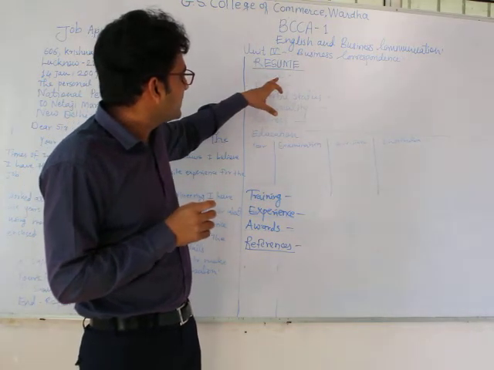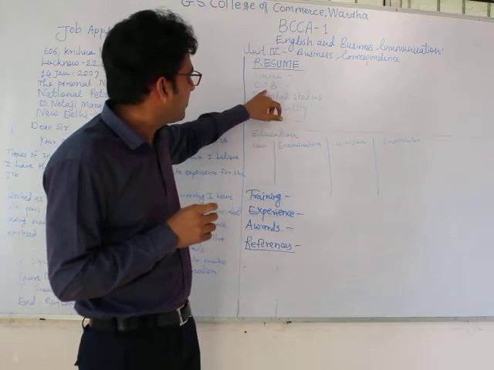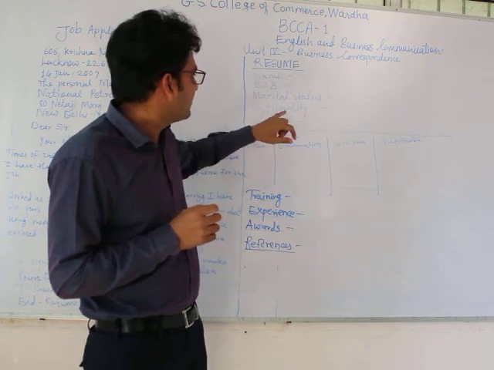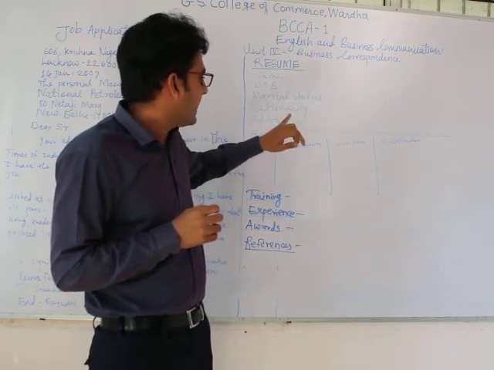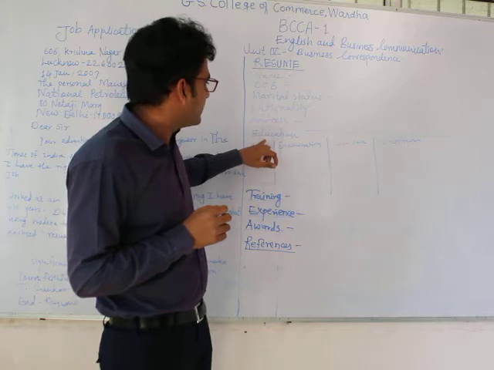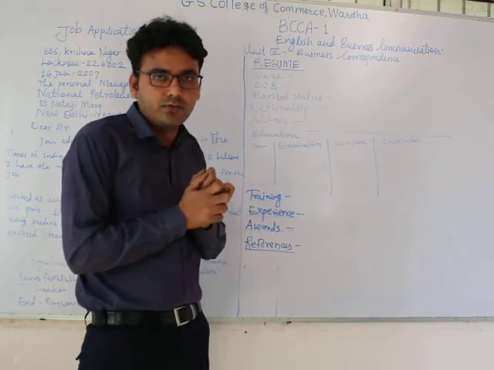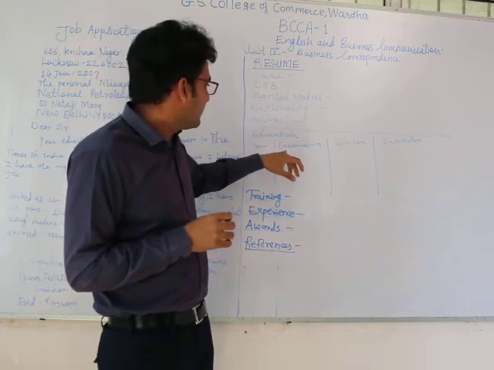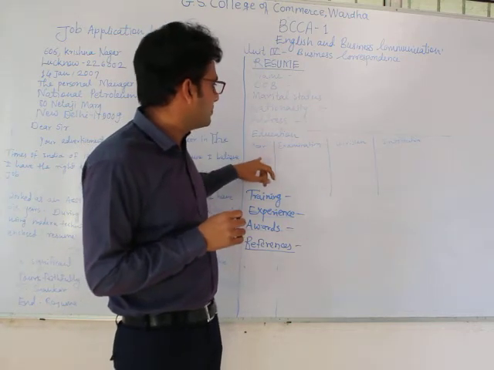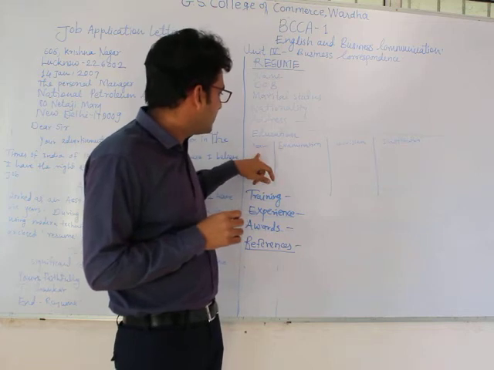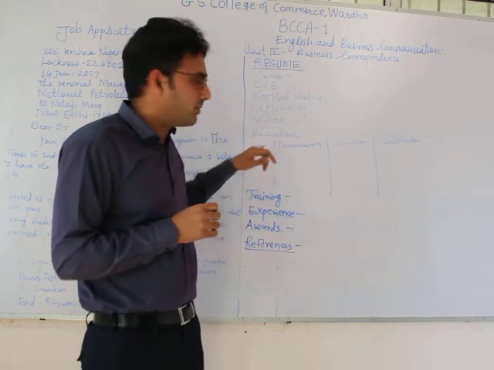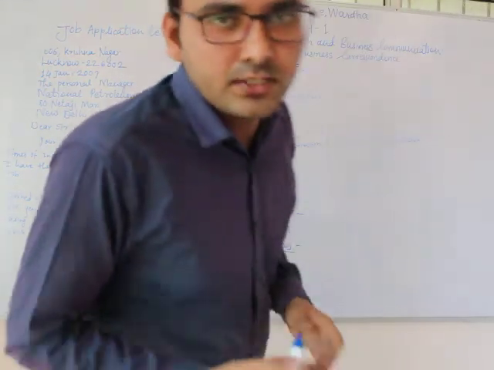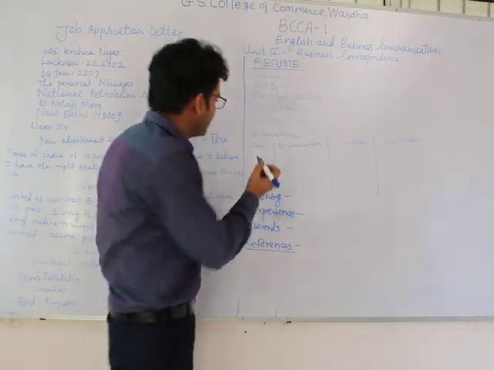You should be mentioning a name first, then date of birth, then marital status, then nationality, then you can mention address, and then comes a very important element, that is education. So you can make a column like this: the examination, division and institution. You can mention all the educational details from SSC to your last graduation.